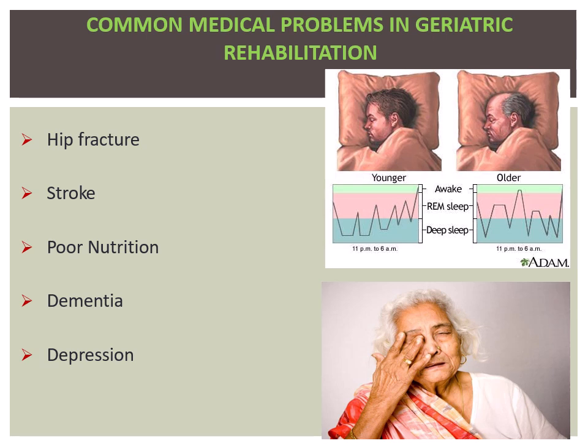When we look at the common medical problems in geriatric rehabilitation, most of the patients will tend to have rehabilitation after getting some medical problems, and a few of these medical problems are hip fracture, stroke due to poor nutrition, and the commonest thing is dementia and depression. So these are the most common problems in geriatric rehabilitation.